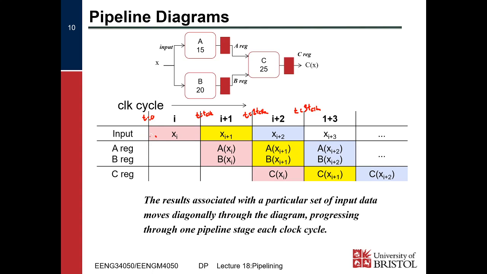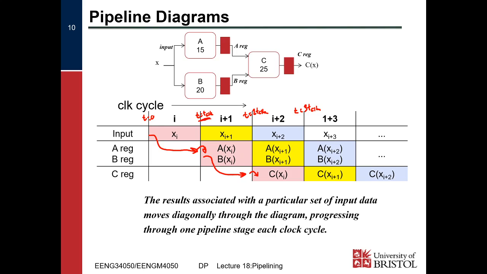And then from there, over some period of time, the A and B units process the data, and then on the next clock edge, it gets copied over to A reg and B reg. And then that A reg and B reg, over some period of time, make it available, and then on the second clock cycle, it gets copied out to C reg, right?